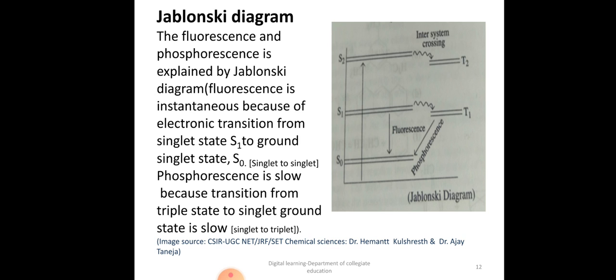The fluorescence and phosphorescence is explained by the Jablonski diagram. Fluorescence is instantaneous emission by electronic transition from singlet state S1 to ground singlet state S0, that is singlet to singlet. That means fluorescence is caused by the electronic transition of the electrons between two states having the same spin multiplicity. Phosphorescence is slow because the transition from triplet state to singlet ground state is slow, that is triplet to singlet. Thus, phosphorescence takes place from the electronic transition of the electron between two states having different spin multiplicity.